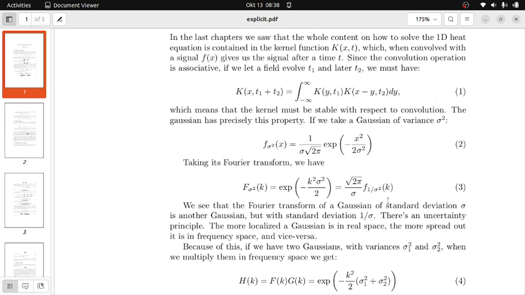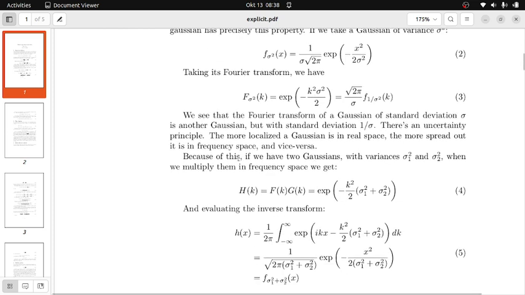This is really the uncertainty principle in quantum mechanics, because in quantum mechanics, position and momentum are Fourier transforms of each other, and it means that if a signal is very localized in space, it is very spread in frequency space and vice versa, right?